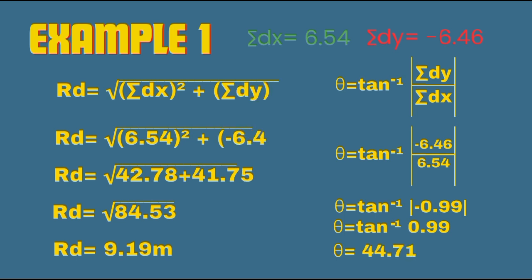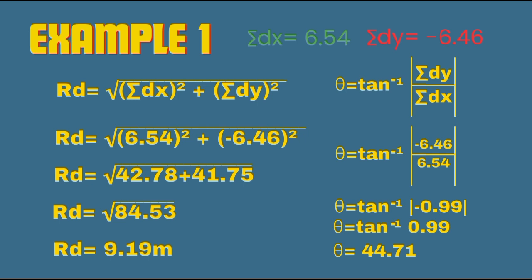And for the radius, we will square both 6.54 and negative 6.46. So we will come up with 42.78 and 41.75, and sum them up to get 84.54, and square root it to get 9.19 meters. And for the angle, tan⁻¹ of negative 6.46 over 6.54.